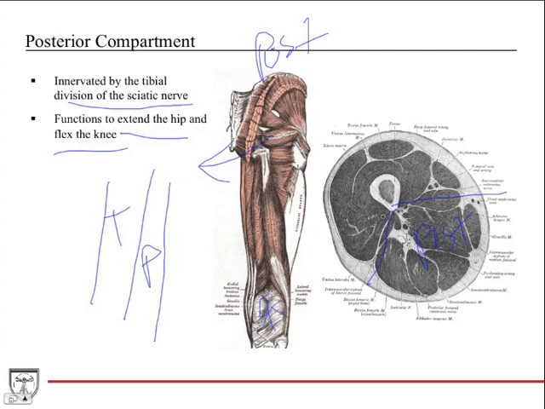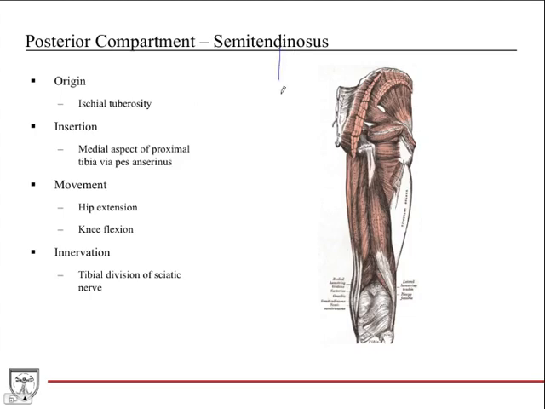This would be your knee joint right here, and helping pull this way. So the anterior compartment extends the knee, posterior compartment flexes the knee. So first, the semitendinosus, and you can see that right here. So this is the semitendinosus, this most medial muscle here.